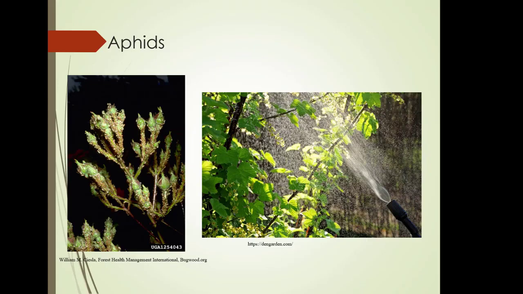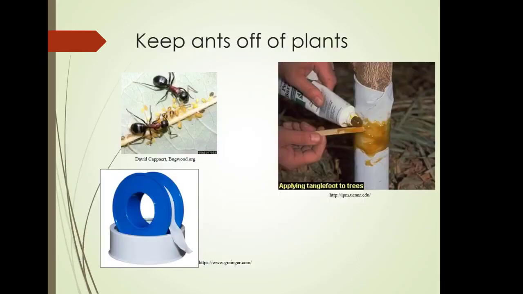Okay, so on the left you've got a nice population of aphids on your roses here, but you can actually just hose off your aphids. It can be done. You want to keep ants off of plants. Ants actually protect aphids. They like the honeydew that they produce. They will actually fight off predator insects.